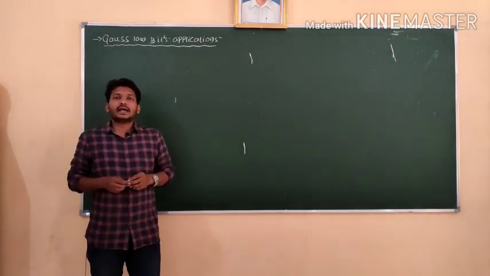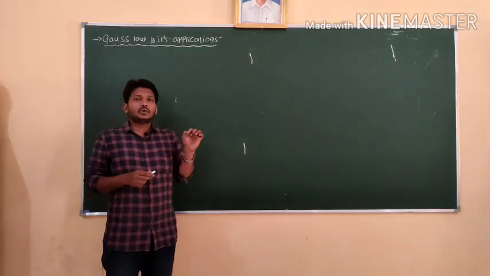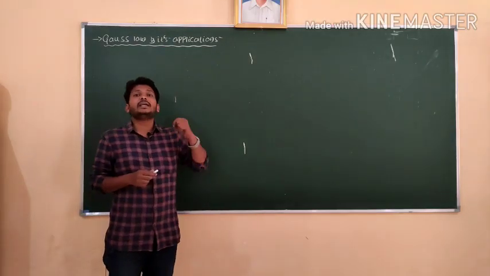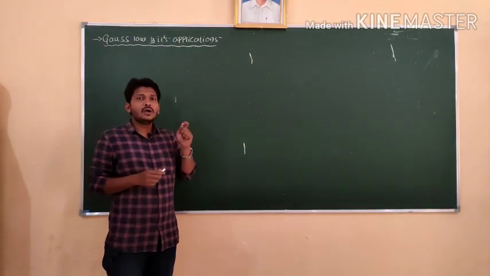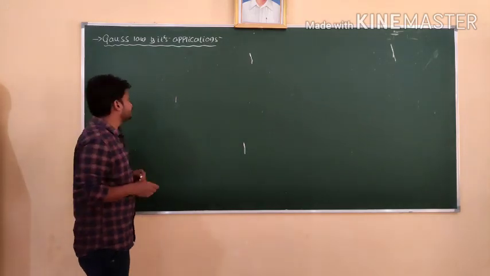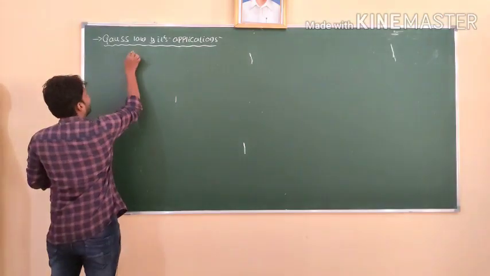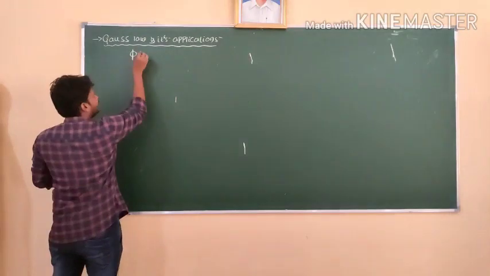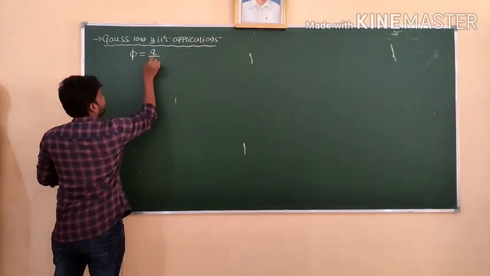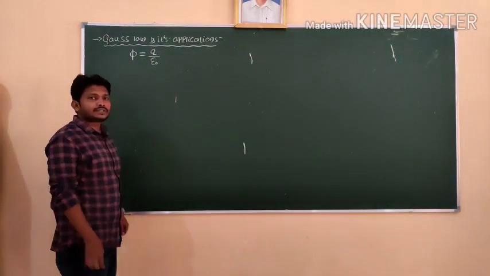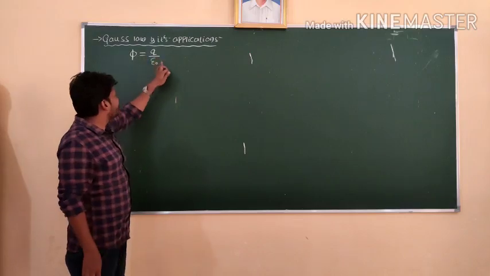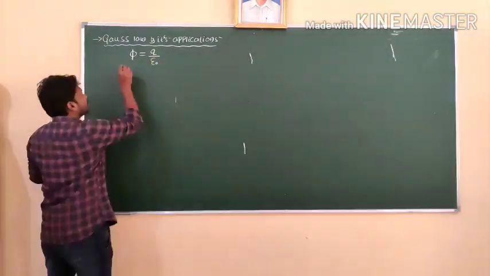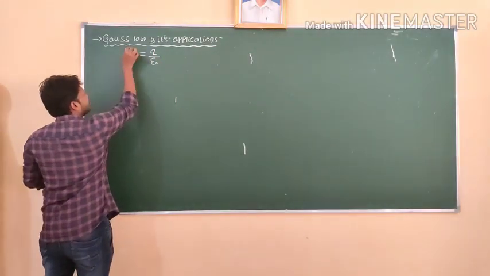What is that Gauss law in electrostatics? The total electric flux through any closed surface is equal to 1 by epsilon naught times the total charge enclosed by it. So from that Gauss law, phi is equal to what? Phi is equal to Q by epsilon naught here. So phi is equal to Q by epsilon naught. In last class I derived this equation.